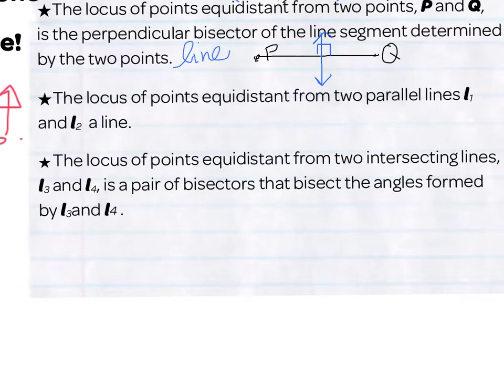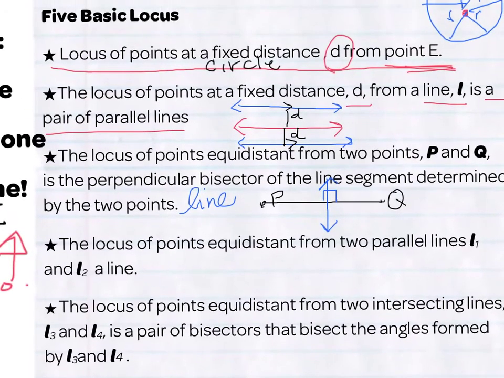And I actually want to back up a second because we didn't mark the second one. This locus is actually 2 lines. So this one is 2 lines. This one is 1 line. And this one is 1 circle.